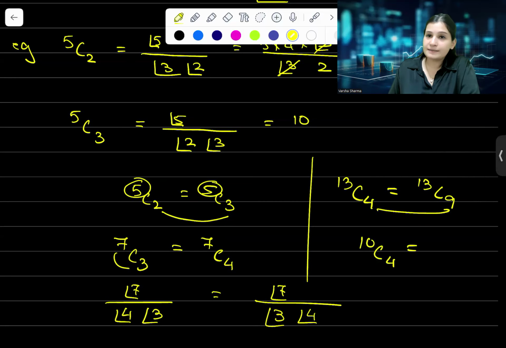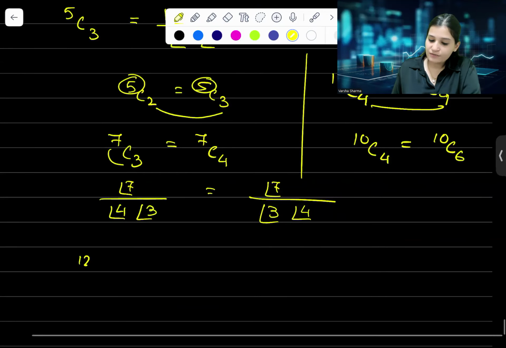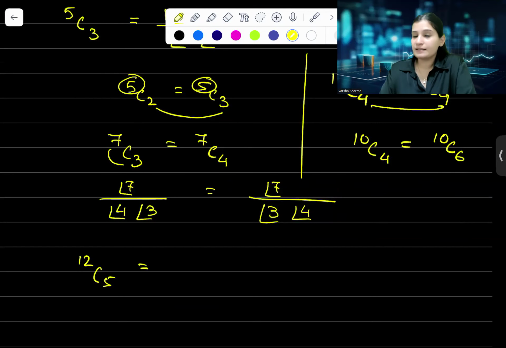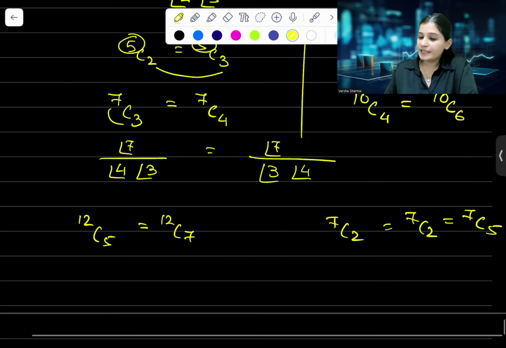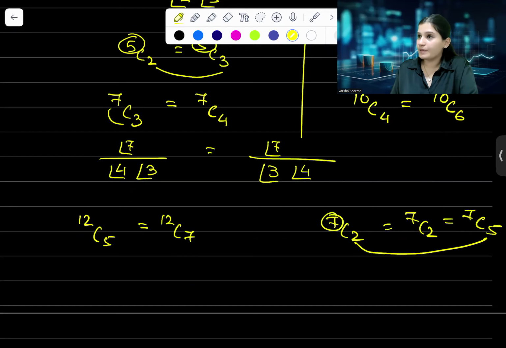10C4 will be the same as 10C6, 6 plus 4, 10. If I'm saying 12C5, it will be the same as 12C7. So if I give you 7C2, it will definitely be equal to 7C2, obvious. But it will also be equal to 7C5. That means these two when added should give you the top number.